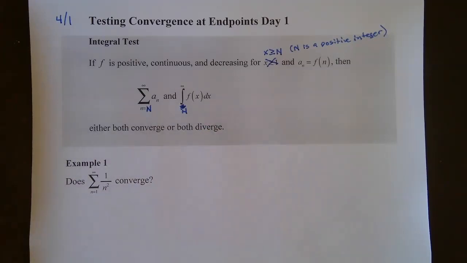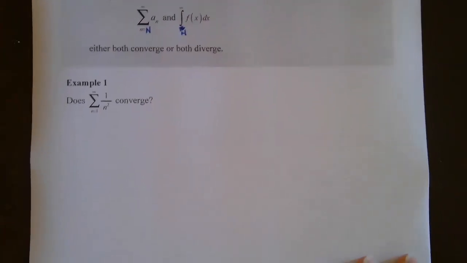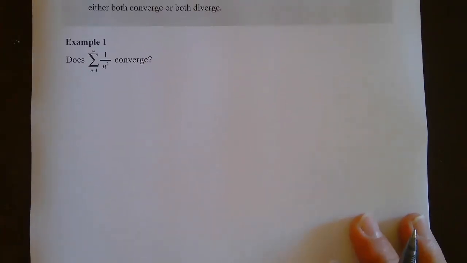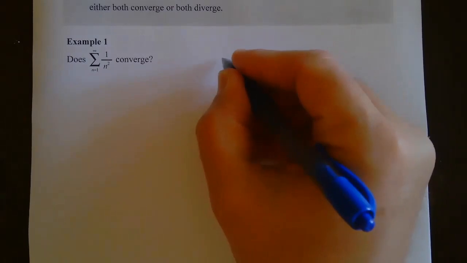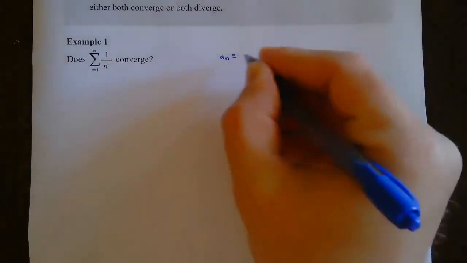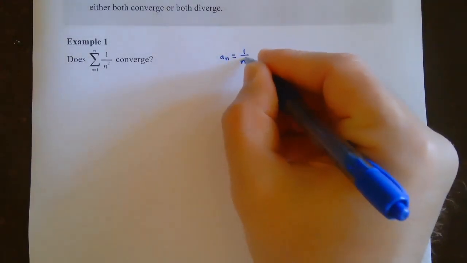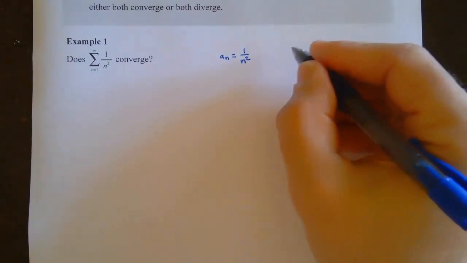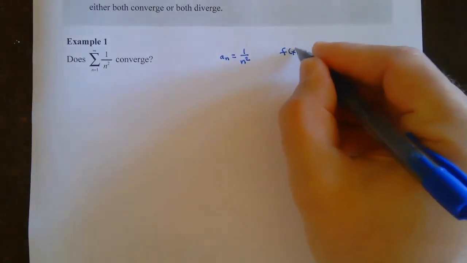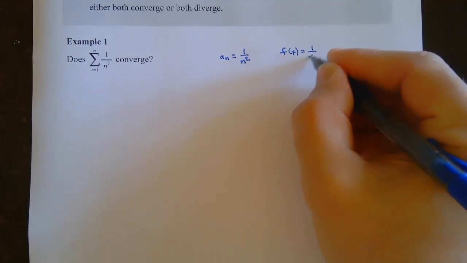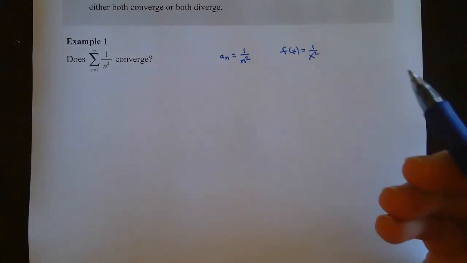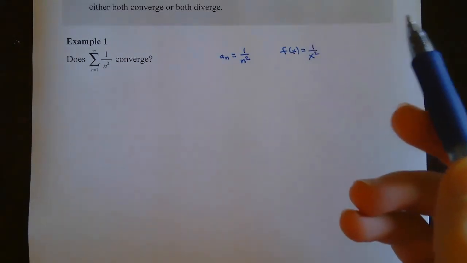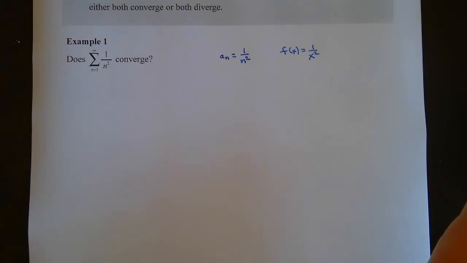All right, so here we go with the first one, okay? And does, example 1, does n equals 1 to infinity of 1 over n squared converge, okay? So what do we know? We have a sub n is equal to 1 over n squared, okay? So our f of x is going to be 1 over x squared, okay? So what do we know about 1 over x squared? Is it positive? Yeah. For x greater than or equal to, and we're going to pick 1 here. It's true for 1 on, okay?